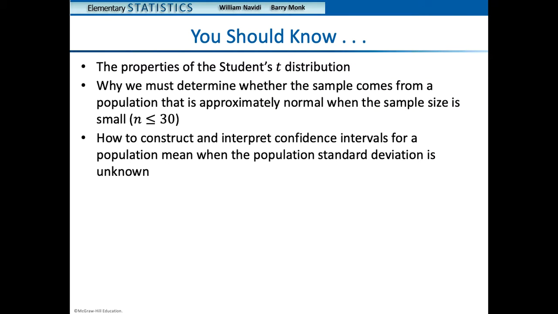So this wraps up our discussion on finding a confidence interval for a population mean, right? In this section, we looked at the properties of the student's t-distribution, and how to find the critical values and how to construct and interpret confidence intervals. In the next section, we will go over how to do a confidence interval to estimate a population proportion. So that will be the next topic.